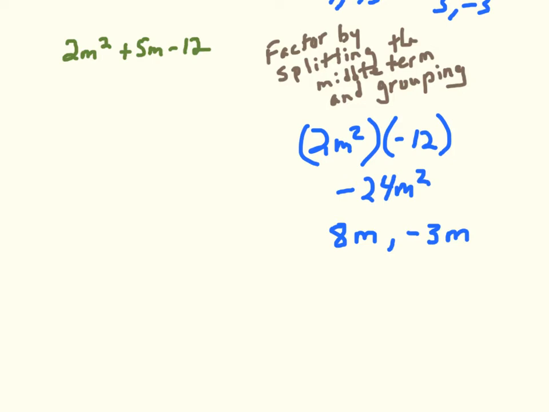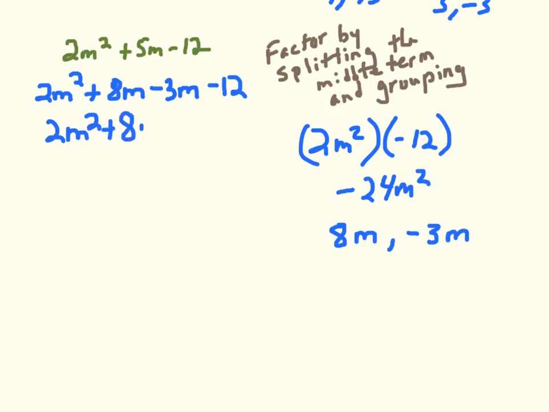And what that enables me to do is rewrite 5m as +8m -3m -12. Again, that's still the same expression because I've just rewritten the 5m, and you'll see why. Now I can factor this by grouping. I've got to be a little careful here with that subtraction sign. Remember, I can't group with subtraction per se, so I've got to put in a plus sign. I'll group that with -3m -12, and I'll also group in front of that addition sign those first two terms.